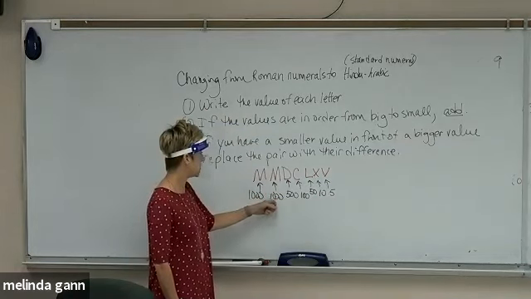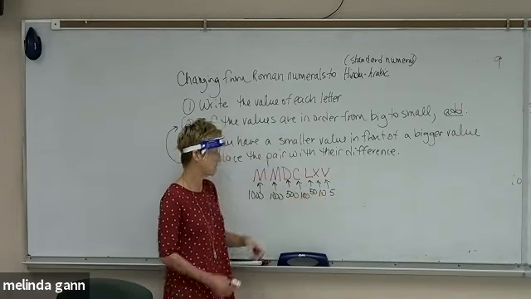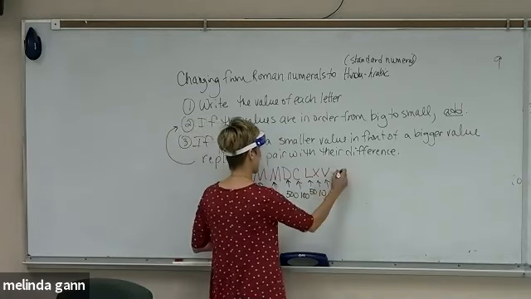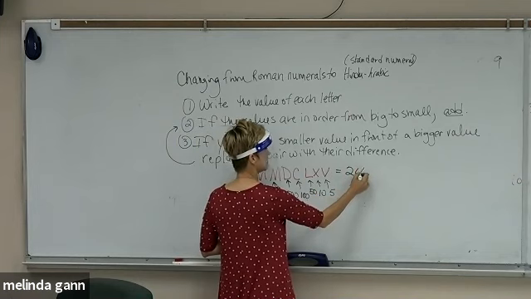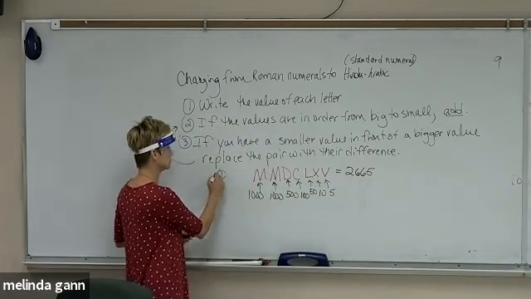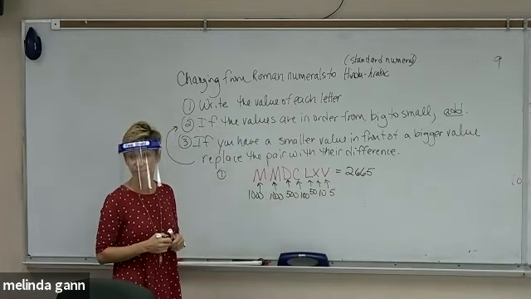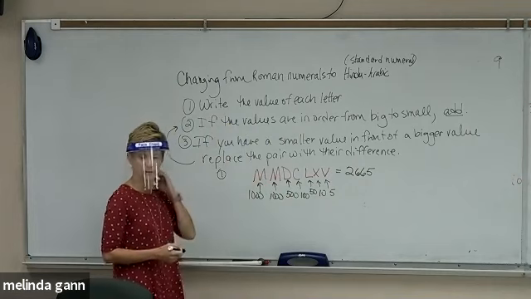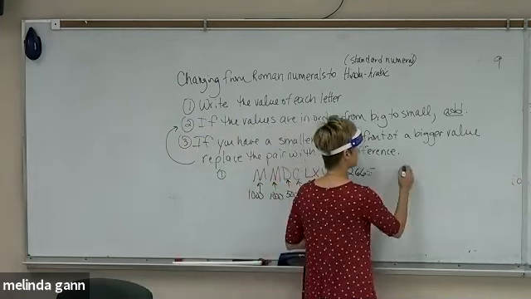So 1,000 plus 1,000 plus 500 plus 100 plus 50 plus 10 plus 5. So what number is that? 2,000, what? 600? 2,665. Okay. We okay so far? Now, look at this one.